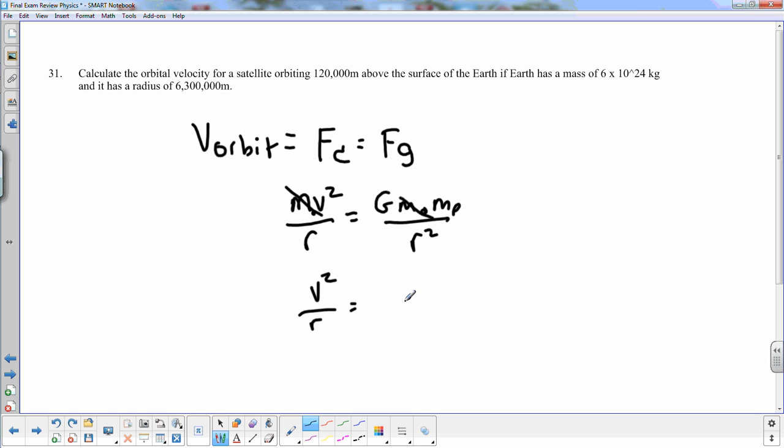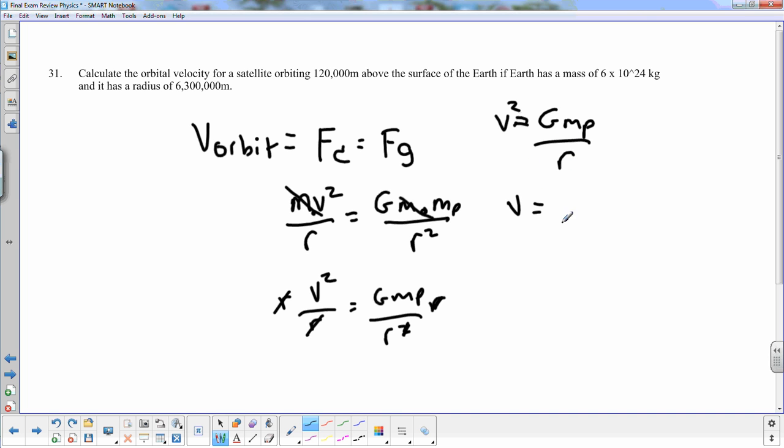I would know how to do this. I'm not going to give it to you, and I don't think I had you write it down, because I want you to be able to think about this one. So it turns into a simple plug and chug, but getting there is a little difficult. 6.67 times 10 to the negative 11th times the mass of the planet, 6 times 10 to the 24th, all over 6,300,000. Take the square root of that whole thing.